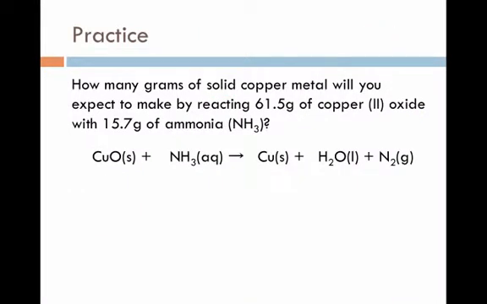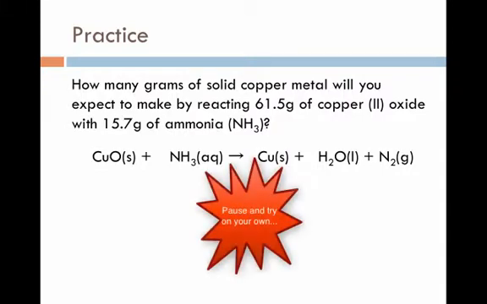Let's take a look at another example here. Take a minute on your own to see if you can figure this out. The reaction does require balancing. Once it's balanced, start with each starting value, the copper oxide and the ammonia, the NH3, and determine which one of those two is limiting, and also determine how many grams of the solid copper metal one would expect to form in this reaction.